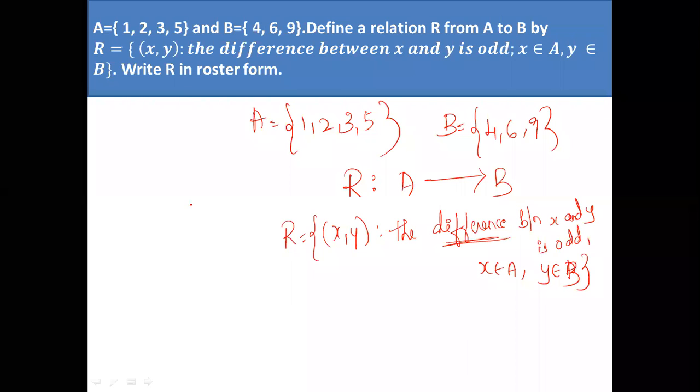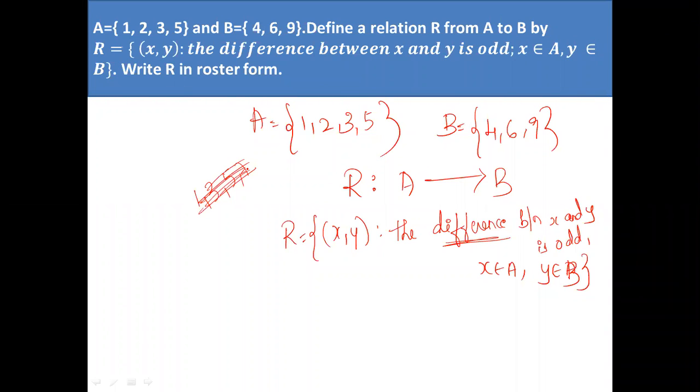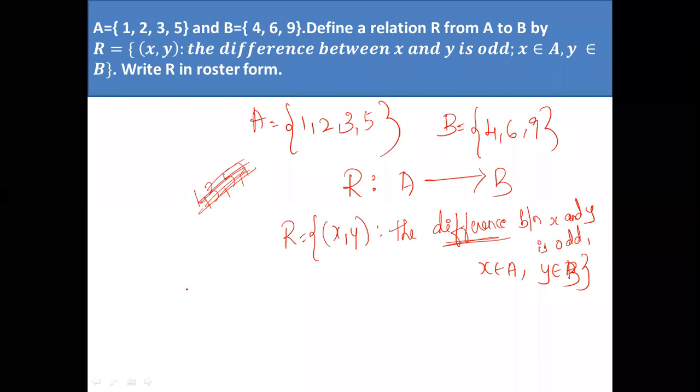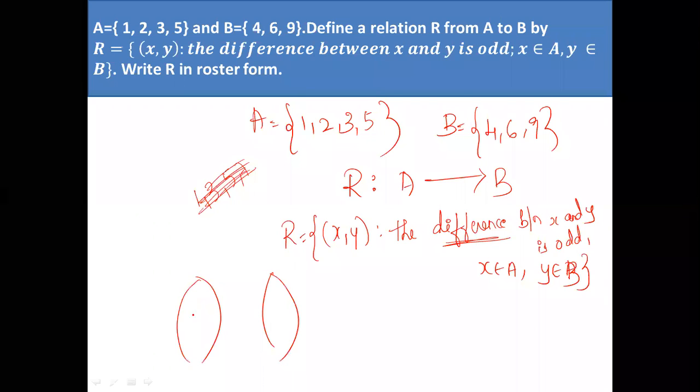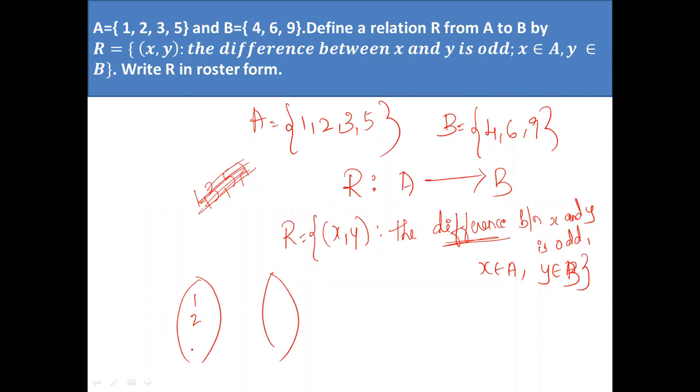What are the odd numbers? 1, 3, 5. Okay, you should get an odd number. So, if I take x, what can you tell me what are the elements in this particular example? Okay, what I'll do, I'll try with each and everything. Okay, 1, 2, 3, 5. Okay, now 4, 6, 9.